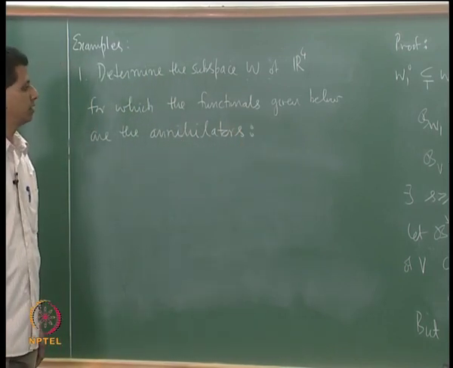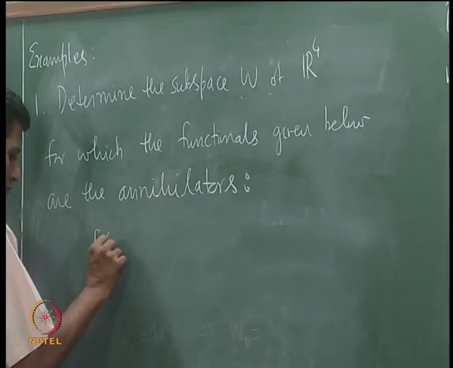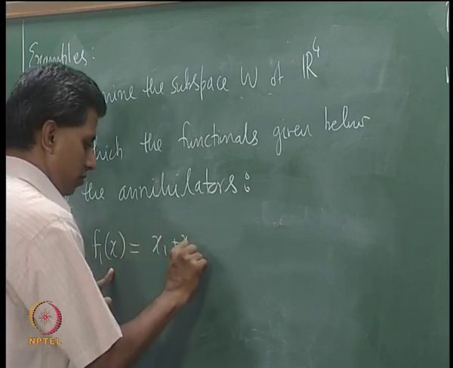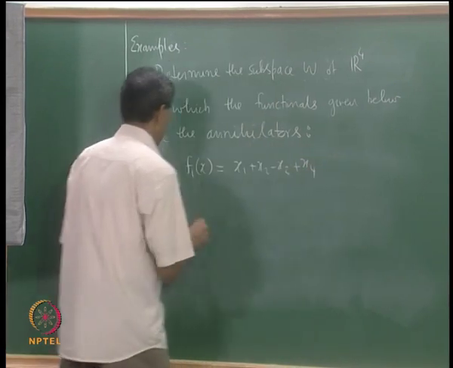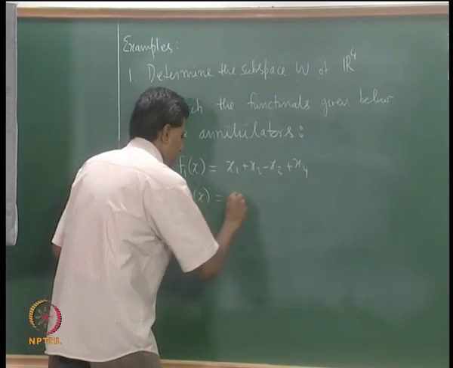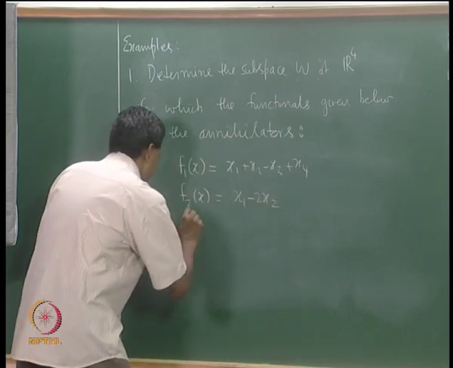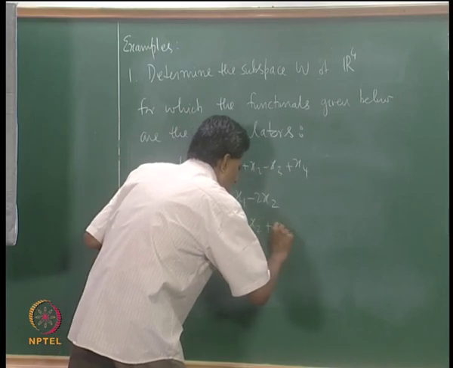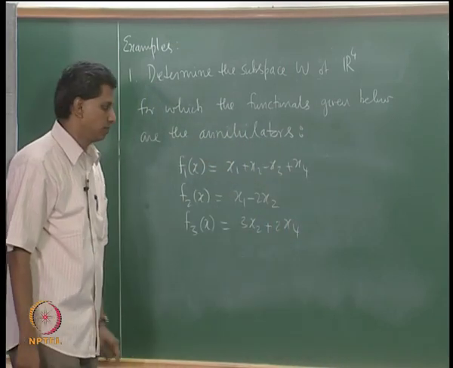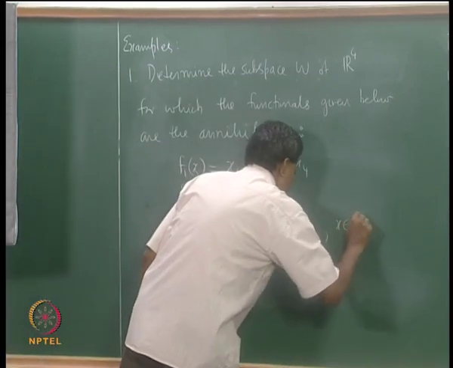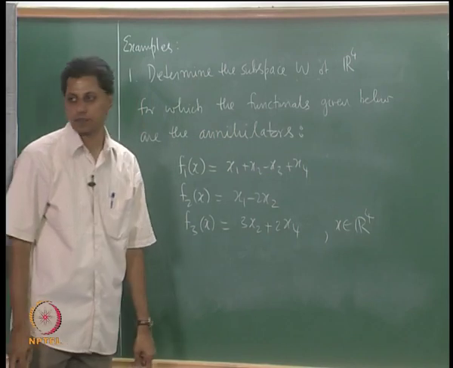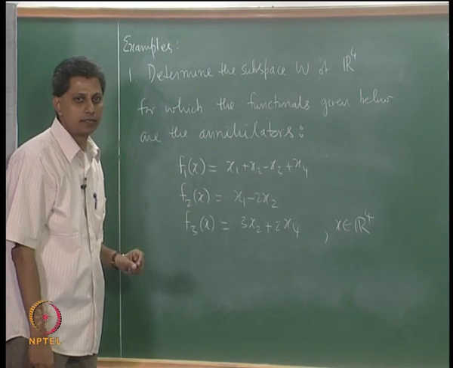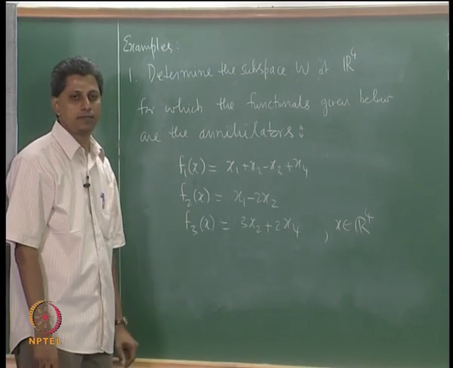Okay. I am given, let us say, 3 annihilators. I will call F1 of x, where x is in R4, so let us say I have x1 plus x2 minus x3 plus x4. F2 of x is x1 minus 2 x2. F3 of x is 3x2 plus 2x4. The question is, you are given functionals. These functionals annihilate a certain subspace. What is that subspace?